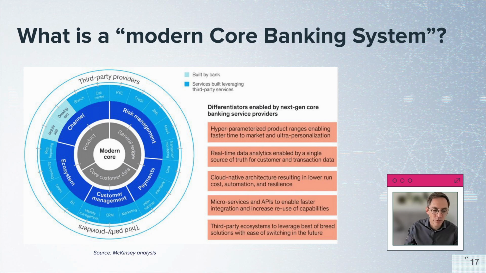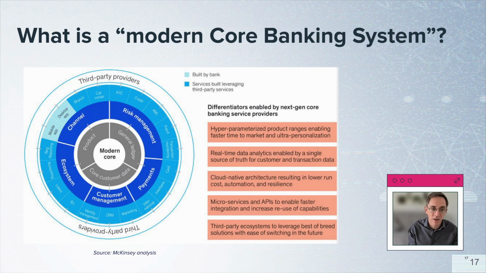And so if we think about this in terms of the differentiation with a legacy system, right? A legacy system will be different in terms of how the products are defined. So if you remember, we talked about earlier, you tend to have predefined products. There tend to be a strict number of parameters and so forth. Whereas with a modern core, it can be hyper-parameterized, right? So you can have lots of different parameters and you get to choose exactly what parameters you want to put in. It's real-time 24/7.